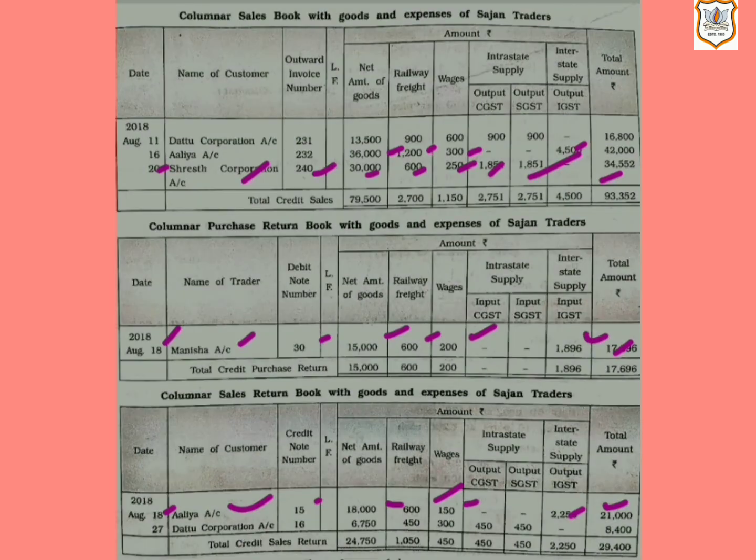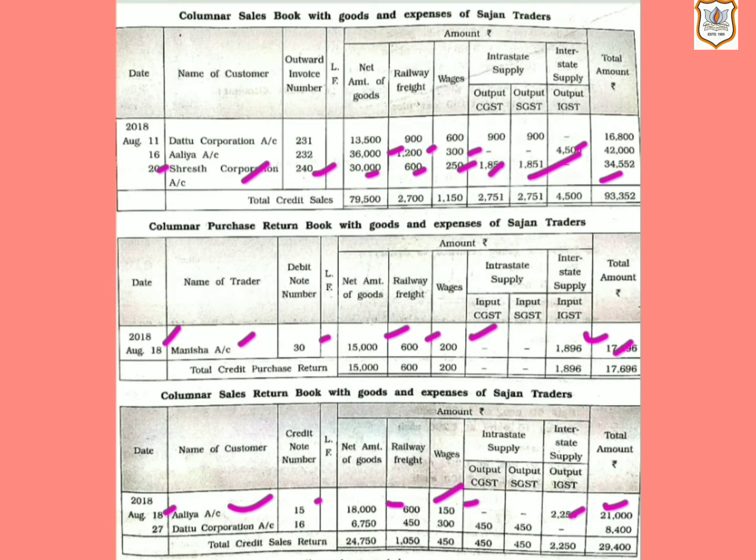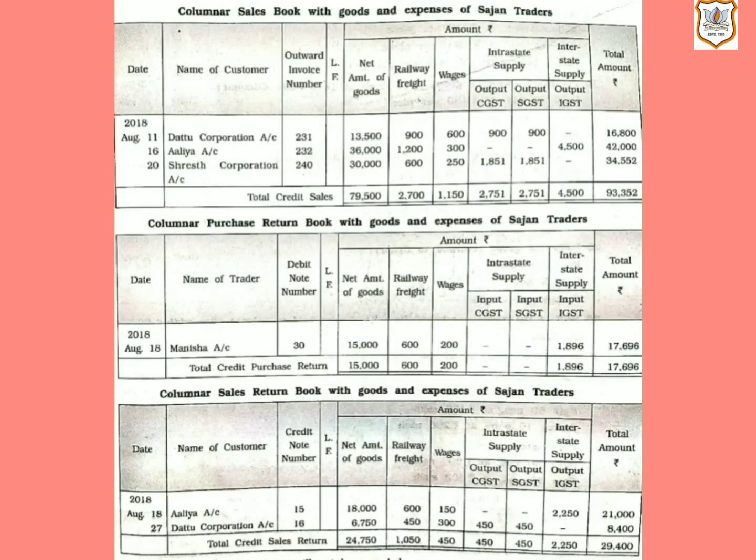50% of goods returned by Dattu Corporation. The proportionate amount of railway freight, labor and GST are adjusted. This is sales return for us, so it will be recorded in sales return account. If you check transaction of date 11, you will find that on that day we sold goods of worth rupees 15,000 to Dattu Corporation, and now Dattu Corporation is returning half of the amount of goods to us. So it is sales return for us and it will be recorded in sales return book.